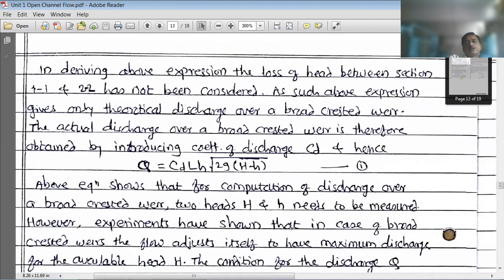If the Cd value is known, the coefficient of discharge, then you can find out the actual discharge. So write down the formula for actual discharge. Q actual is equal to Cd into L into H under root of 2g, bracket capital H minus small h.